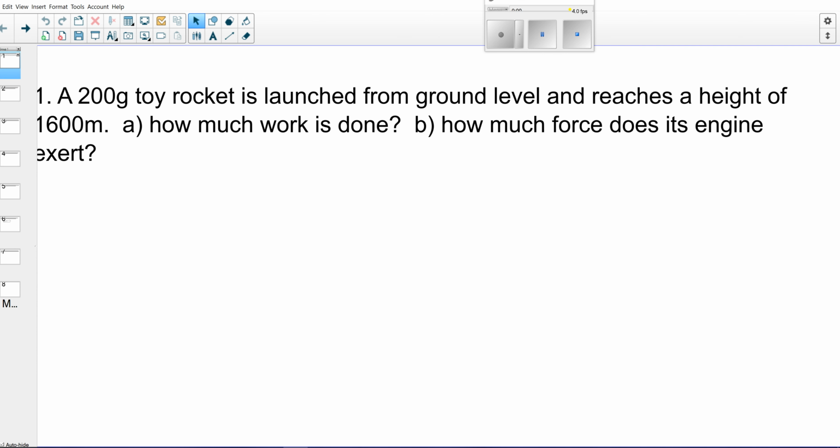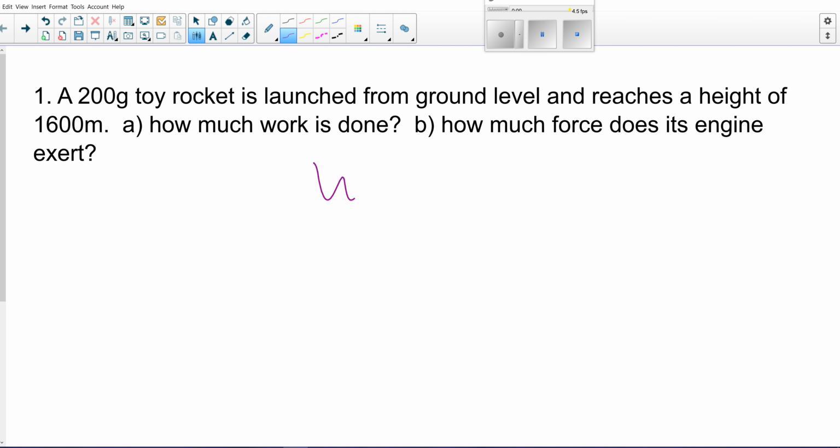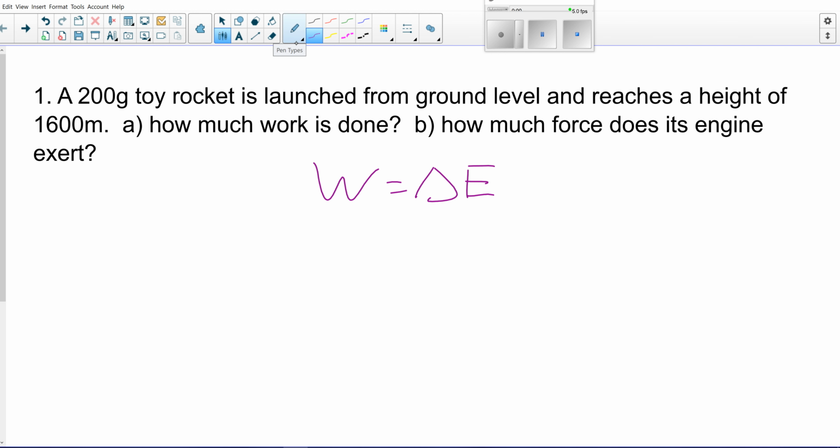Okay, so quick review from last week. Remember that we were talking about the work energy theorem, that says that work is a change in energy. And that the first step in solving any work energy theorem problem is to identify what type of energy is changing, be it potential or kinetic.